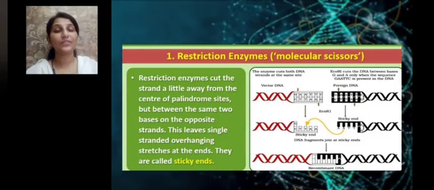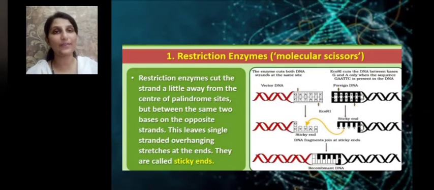Now let us learn the mode of action of these molecular scissors. I told you they act on specific positions on the DNA. So they first recognize a recognition site on the DNA, attach to the recognition site, and cut at specific positions.